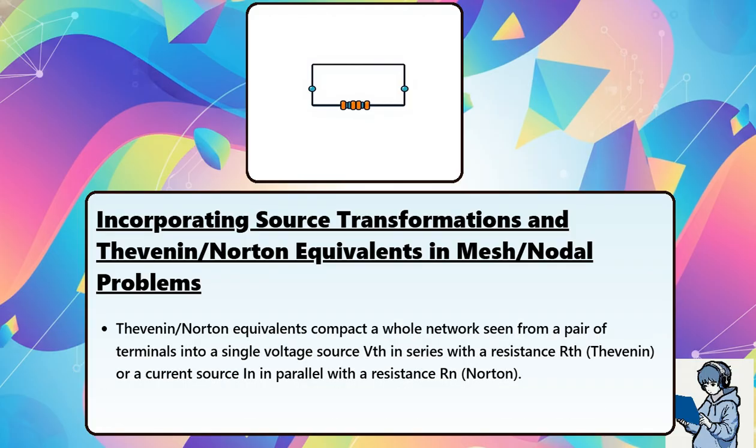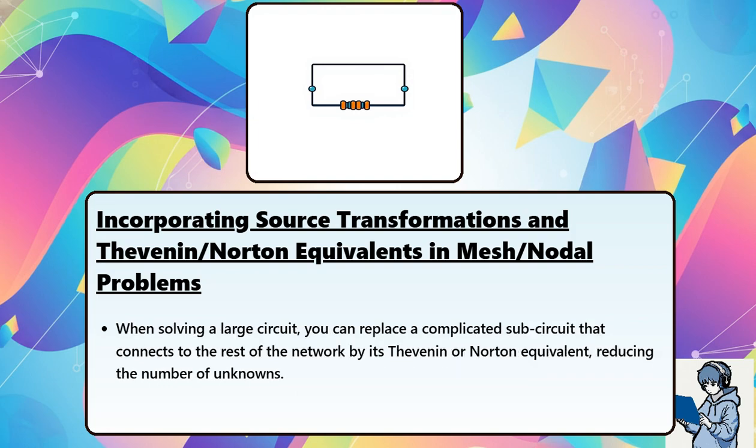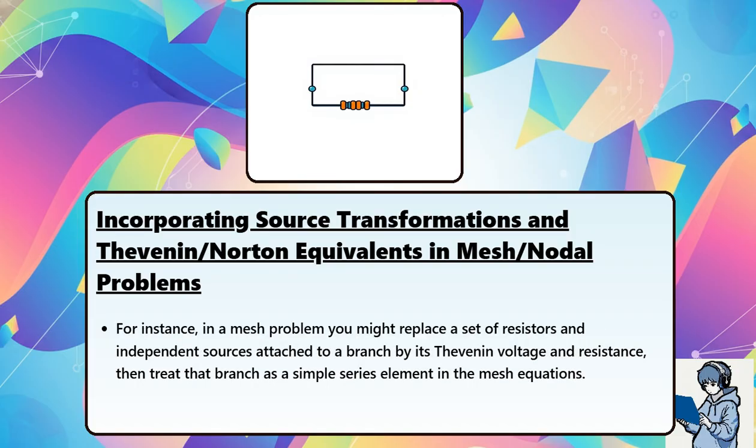The Thevenin-Norton equivalents compact a whole network seen from a pair of terminals into a single voltage source VTH in series with a resistance RTH, or a current source IN in parallel with a resistance RN. When solving a large circuit, you can replace a complicated subcircuit that connects to the rest of the network by its Thevenin or Norton equivalent, reducing the number of unknowns. For instance, in a mesh problem, you might replace a set of resistors and independent sources attached to a branch by its Thevenin voltage and resistance, then treat that branch as a simple series element in the mesh equations.